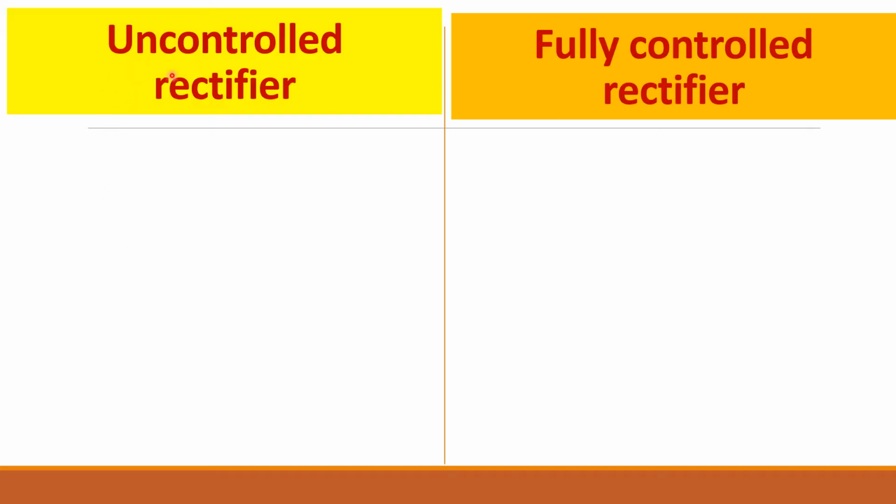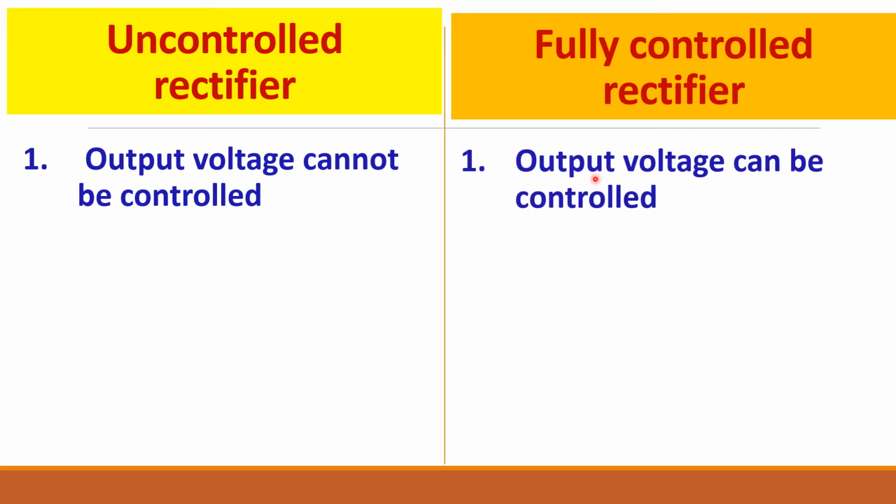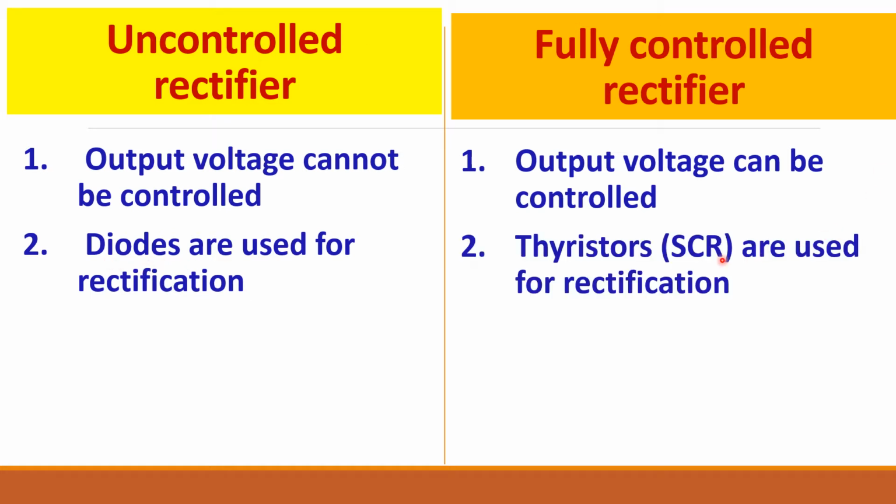So the difference between uncontrolled rectifier and fully controlled rectifier is that in uncontrolled rectifier output voltage cannot be controlled, whereas in fully controlled rectifier you can control the output voltage. Here diodes are used for rectification and diodes are uncontrolled devices. Here thyristors are used for rectification.